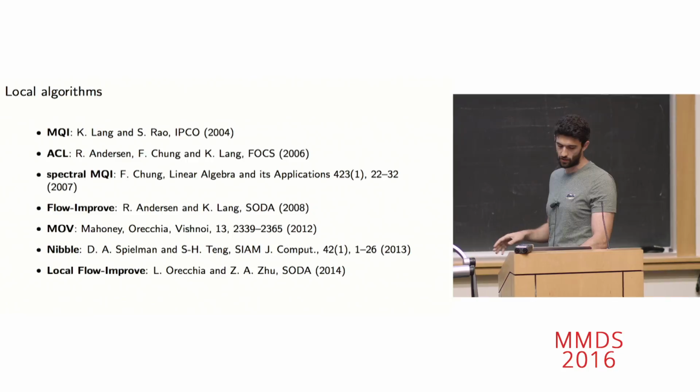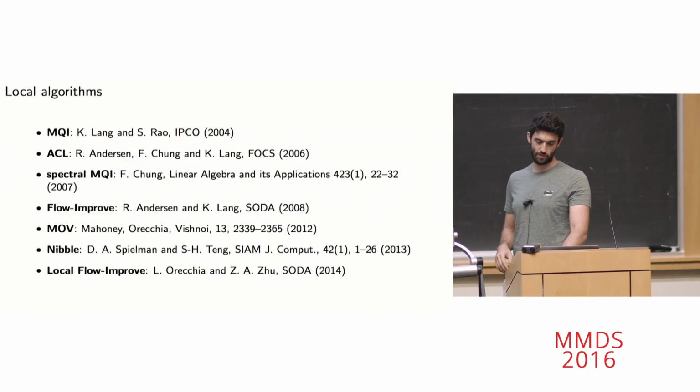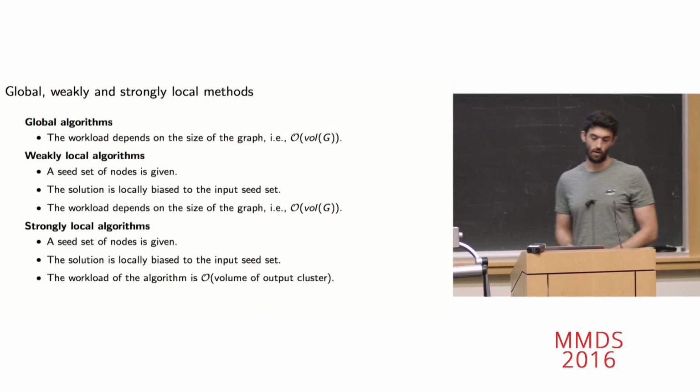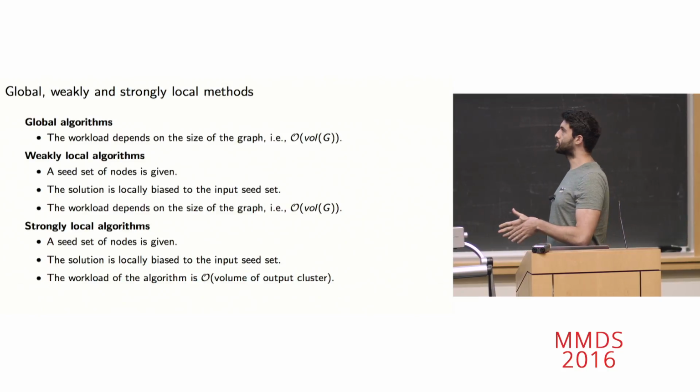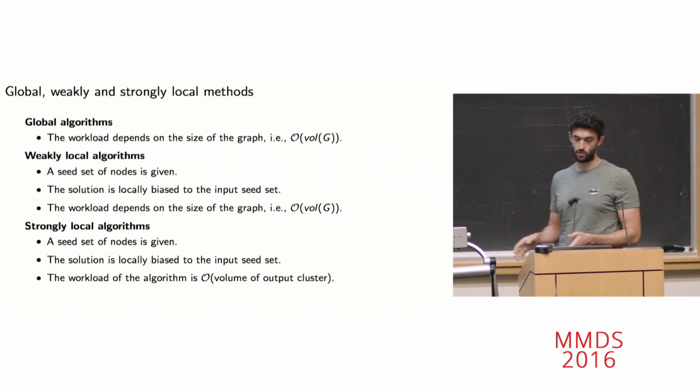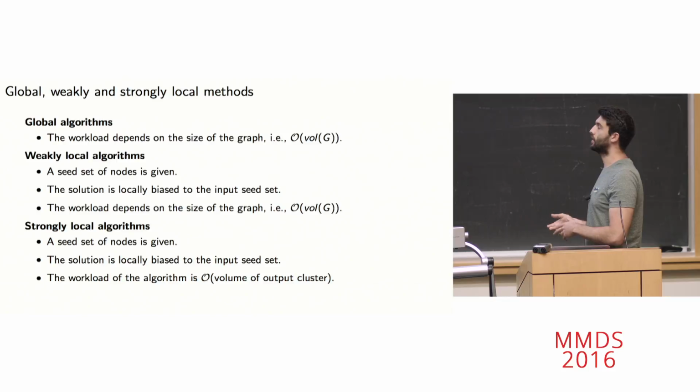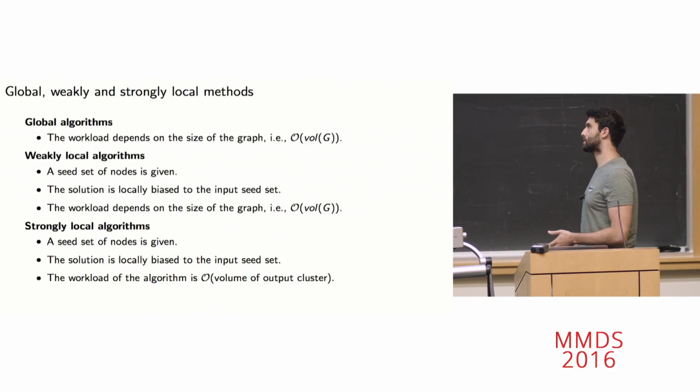Yeah, not in great detail, because there are so many details in this paper that it's difficult to go over them in the talk. So briefly, all these algorithms are separated into three parts: the global, the weakly local, and the strongly local algorithms. Now, what does that mean?